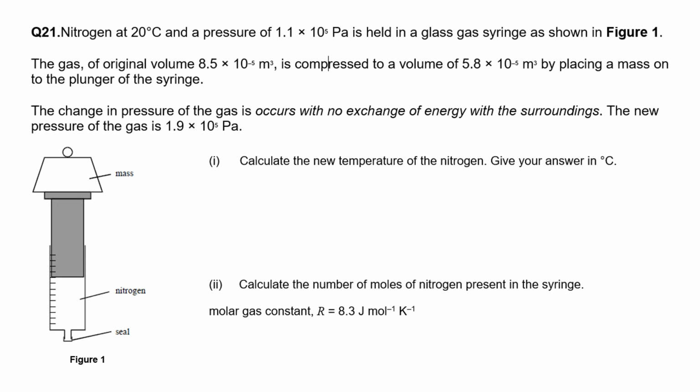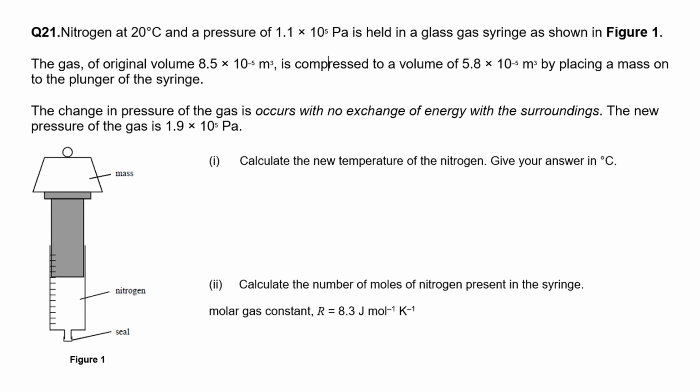So moving on to some gas law stuff. So we've got nitrogen at 20 degrees, so we're going to need to convert that into Kelvin, at a pressure of 1.1 times 10 to the 5 pascals. It's in a glass gas syringe, as we can see there. The gas is originally 8.5 times 10 to the minus 5 meters cubed, but it's compressed to 5.8 times 10 to the minus 5 by placing a mass on the plunger.